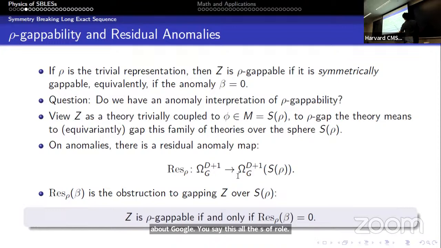Yeah, so mathematically, I think about this as a cohomology theory, it makes sense to take value in any space. And I think about this as a family, so it's classifying an entire family of SPTs. But S of rho is a sphere in where? S of rho looks like S^(K-1), so it's like a K minus one dimensional sphere. K is the dimension.